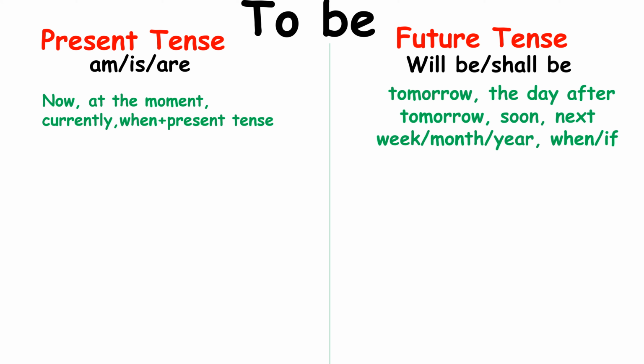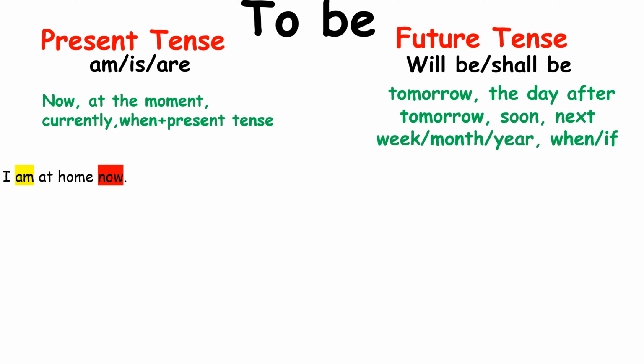However, if you have time adverbs like tomorrow, the day after tomorrow, soon, next week, next month, next year, when, and present tense sentence form, then you use to be in the future tense form. Now let's look at it in a few examples.